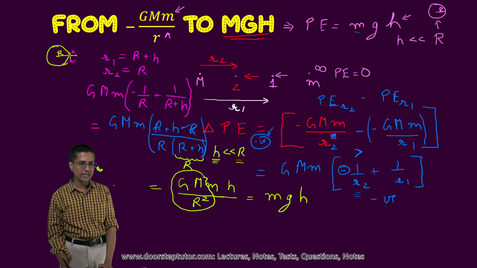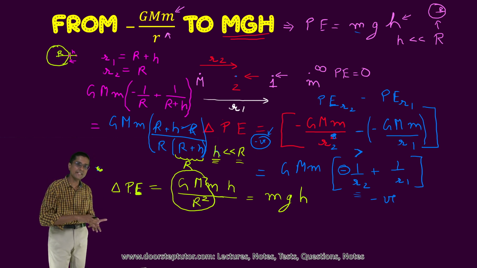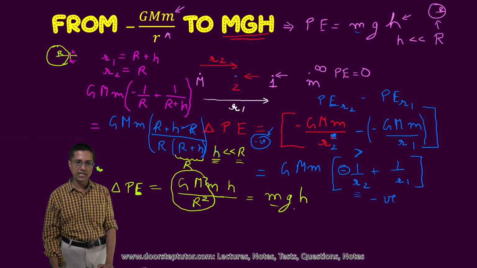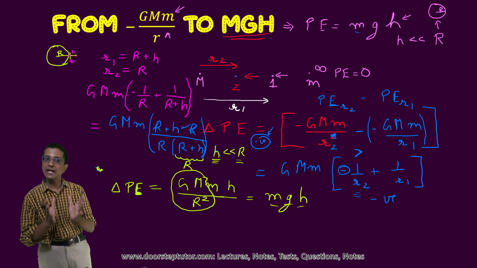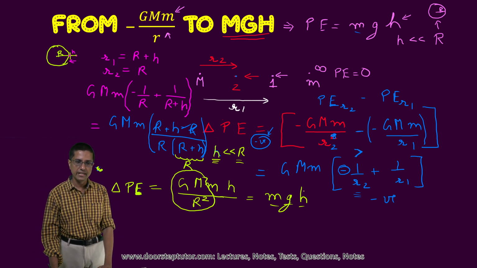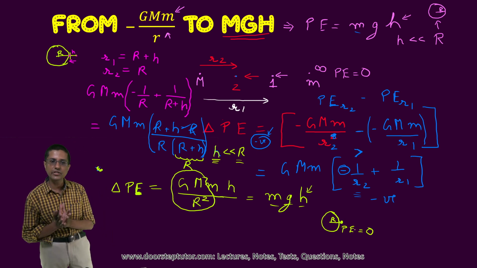So this is my delta P, the change in potential energy, when an object is changing heights very close to the surface of the earth. Only in that case can the change in potential energy be given by mgh. That is the first thing to note here. The second thing to note is that when we are using this formula, we are assuming that this is earth, with radius r, and that the potential energy here is actually equal to 0. So that is the second assumption that we are making.